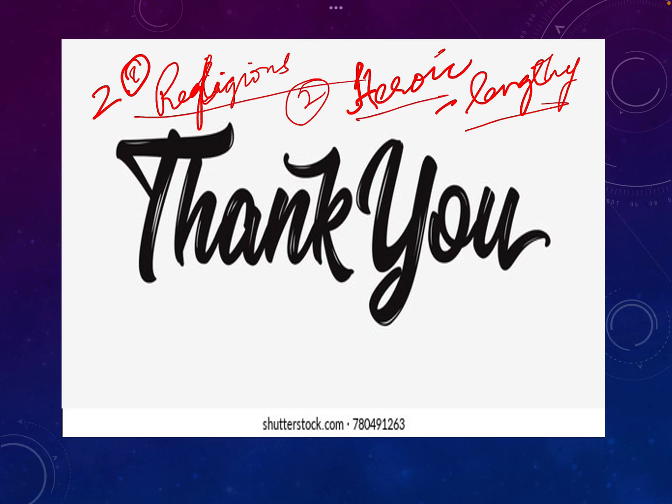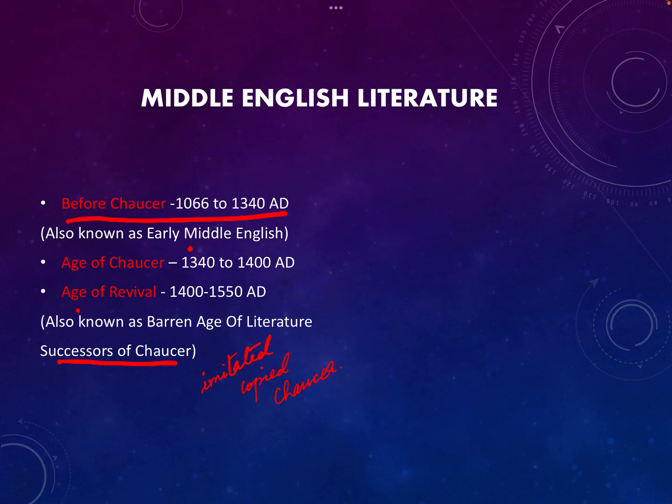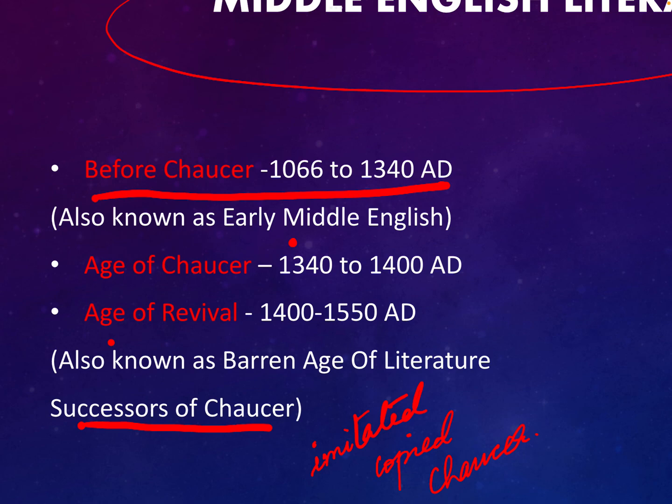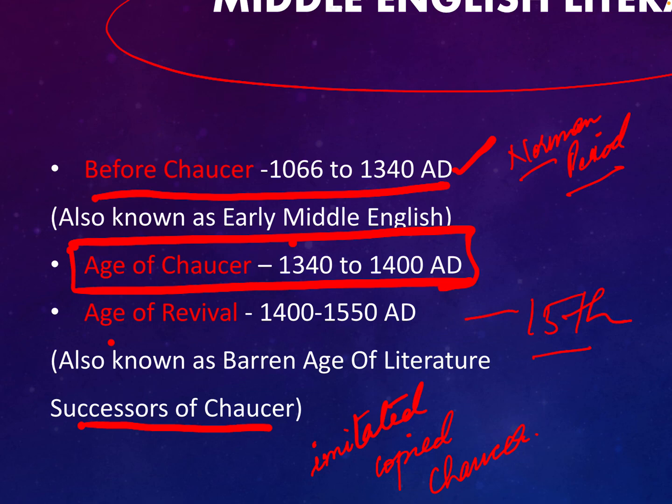Okay, so now for you to remember is the fact that our Middle English literature is divided into these three significant parts. आज हम इस बारे में पढ़ चुके हैं, ठीक है? We have read about the early Middle English, which you can say the Anglo-Norman period. This I have dealt with, right? So these are the three parts into which Middle English can be divided. First part before Chaucer हम पढ़ चुके हैं. Now next topic will be the age of Chaucer that I will deal with. Okay, followed by the 15th century, which is known as the Barren Age of literature.